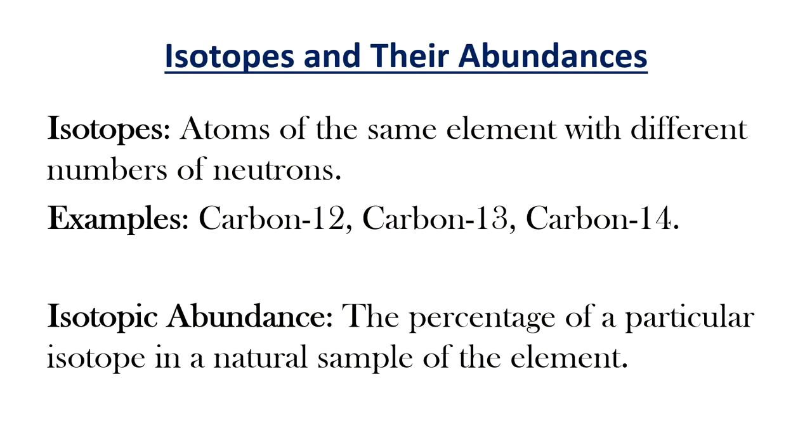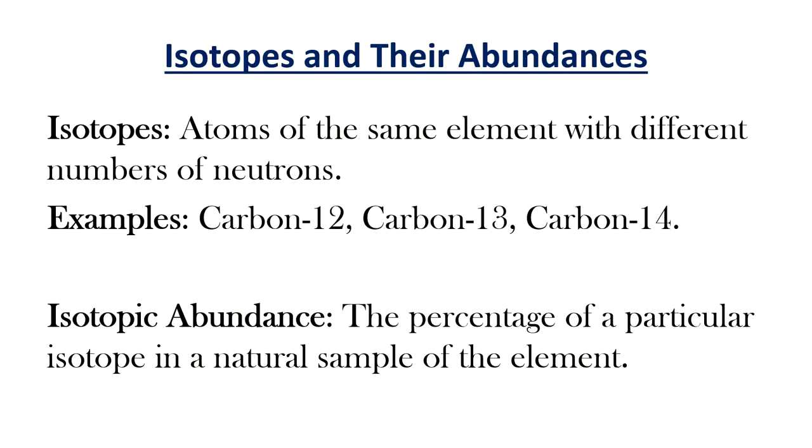Now let's look at another topic, which is isotopes and their abundances. What is an isotope? Isotopes are atoms of the same element with a different number of neutrons, but they have the same number of protons. So those are the ones we say are isotopes. They are atoms of the same element. For example, we have carbon.